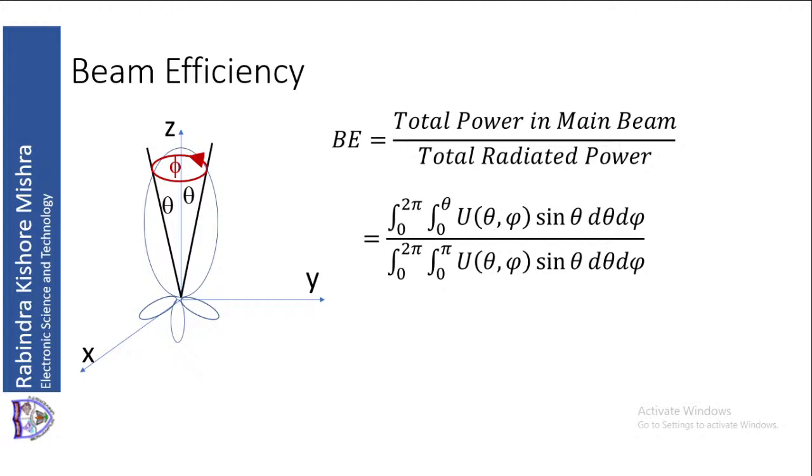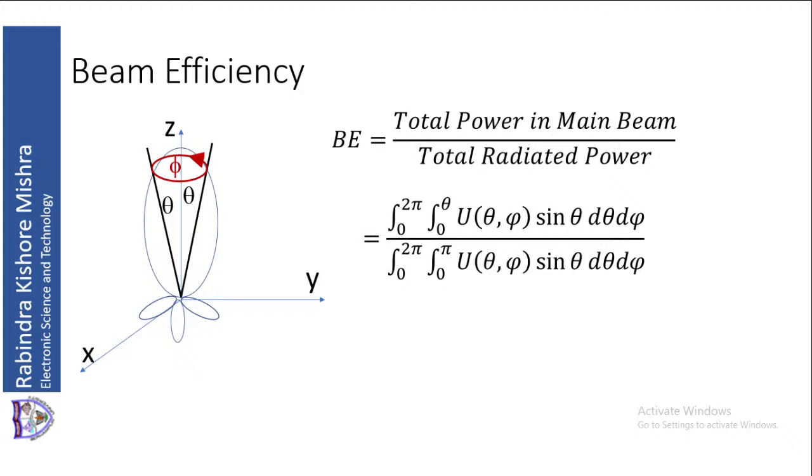So beam efficiency BE is equal to the total power in the main beam divided by the total radiated power. Total radiated power and total power in the main beam are two different things. Total radiated power is the power that comes off the antenna and is radiated in the main beam, the side lobe, the back lobe, and the minor beams. All those form the total radiated power, and the total power in the main beam is the power contained only in the main beam.